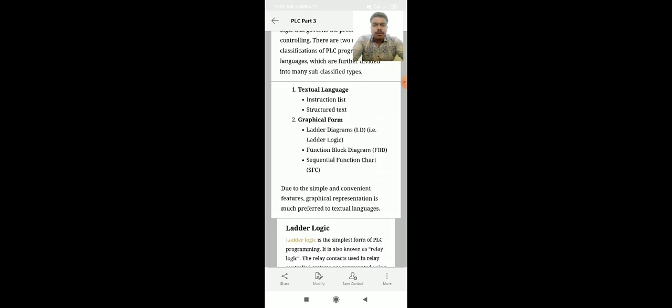Due to its simple and convenient features, graphical representation is much preferred over textual language. We have to understand easily, and with this simple language we can program the PLC so that the user can understand the controlling process easily. So in that case we use a graphical representation.